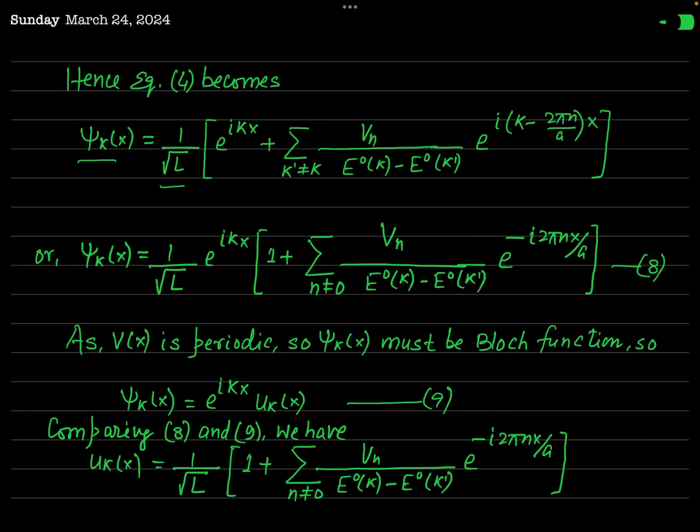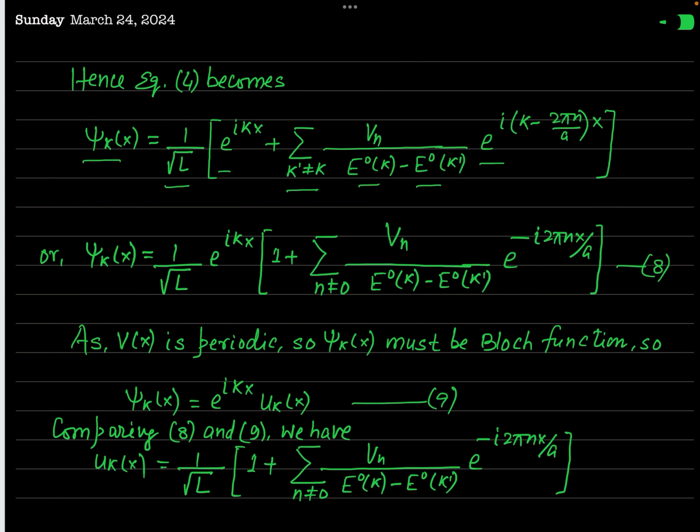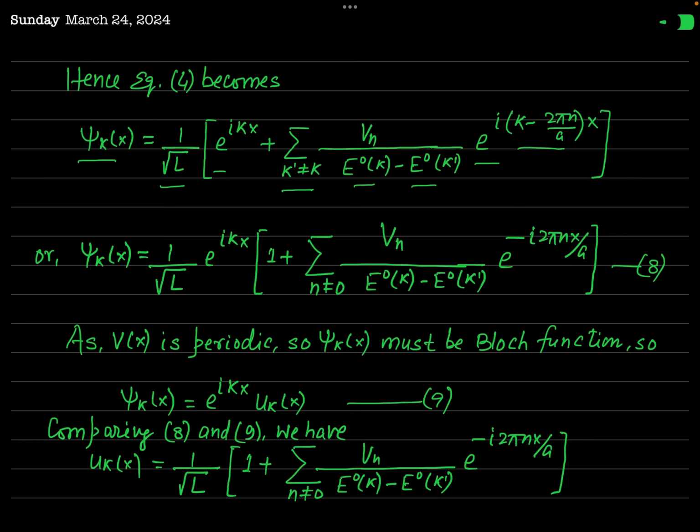So psi k of x under this condition is 1 over root L e to the power i k x plus summation k dashed not equal to k Vn divided by epsilon naught k minus epsilon naught k dashed times e to the power i k dashed x. But let us see, k dashed will be equal to k minus 2 pi n over a, because k minus k dashed is equal to 2 pi n over a. So instead of that k dashed, I have written it.